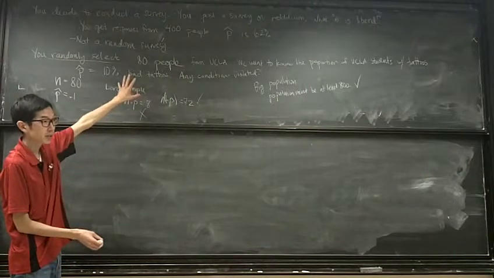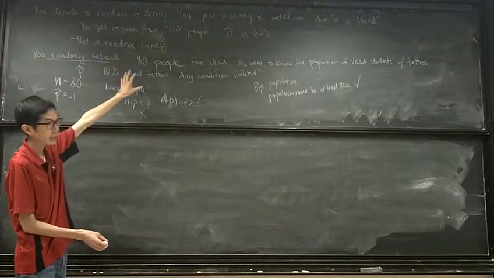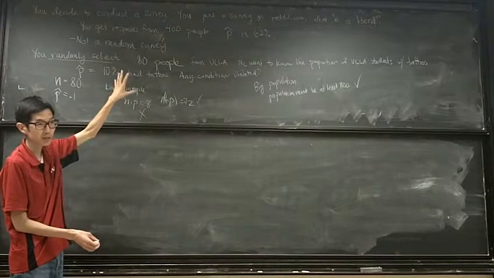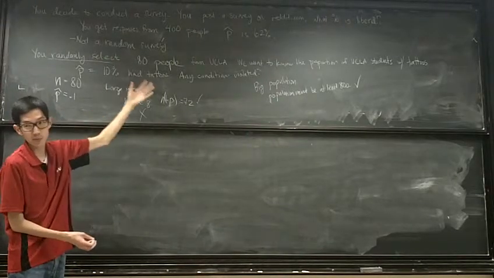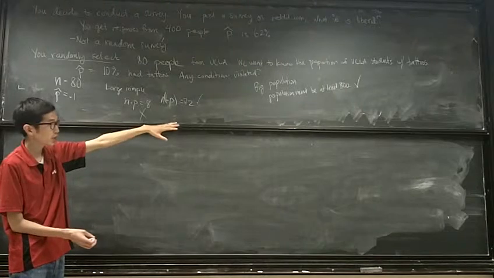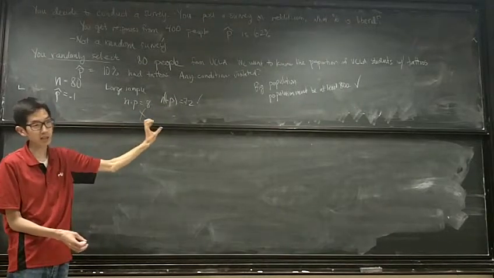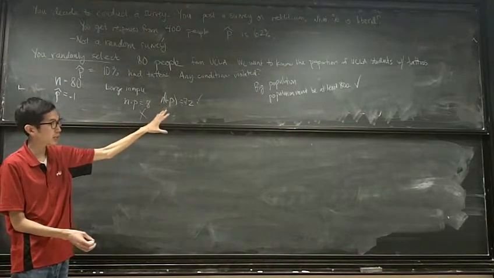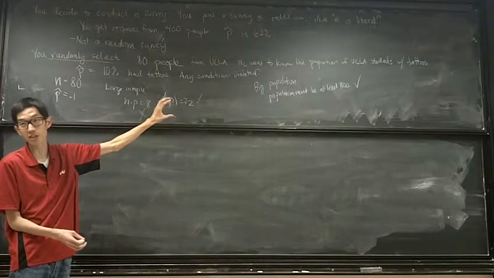Okay, so what is my sample? 80. My sample is 80, because I selected 80 people. So what is 10 times 80? 800. So my population has to be at least 10 times bigger than the sample. 10 times bigger than 80, so it has to be at least 800.